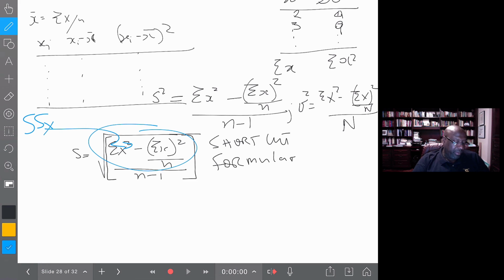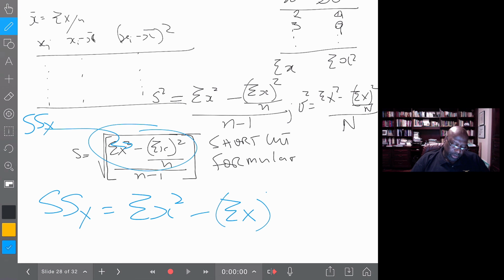So I want you to become familiar with this because you will see it in our formula table that SSX is equal to the sum of x squared minus the sum of x, squared over n. Either n if it's sample or capital N if it's population. So please make a note of that.